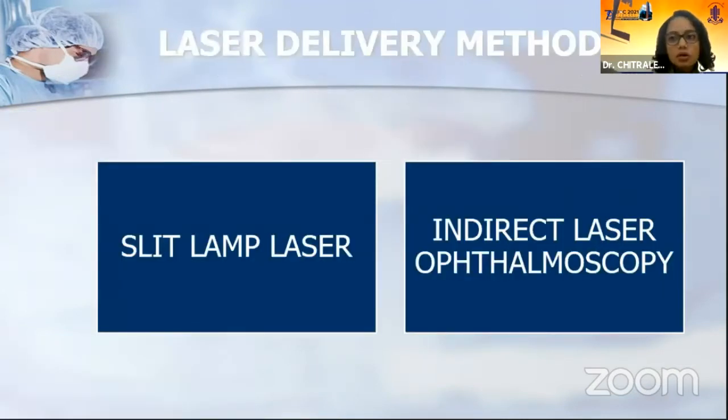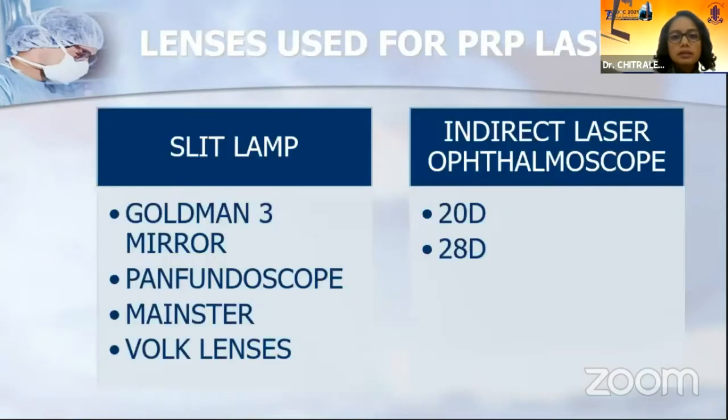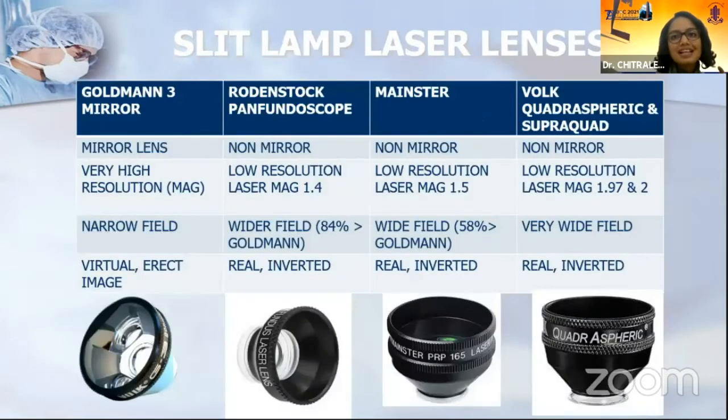So there are multiple ways of doing laser PRP, and commonly we use slit lamp laser and indirect laser ophthalmoscopy. The lenses used for doing PRP laser are the Goldmann 3 mirror lens, the pan fundoscope, Mainster, and the Boke lenses in the slit lamp, and 20 diopter and 28 diopter lenses for ILO. The slit lamp lenses have certain similarities as well as dissimilarities. The Goldmann lens is a mirror lens, while the other three lenses are non-mirror lenses. The Goldmann lens also has a very high resolution and magnification, while the others have lower resolution.